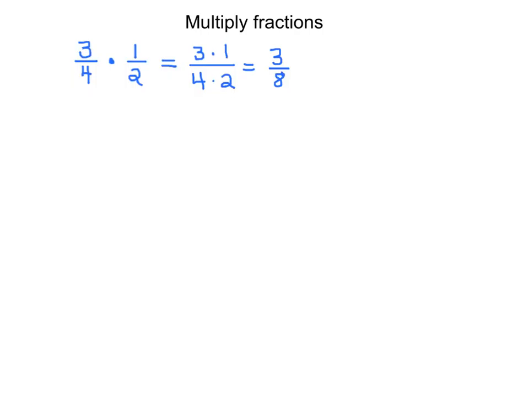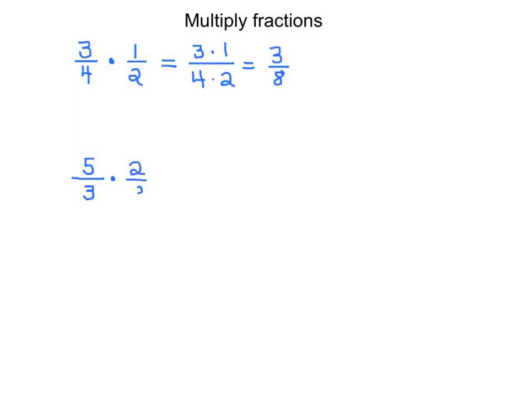Let's try another one. Say we have 5 over 3, and we're going to multiply that by 2/3. Well, that's going to be 5 times 2 divided by 3 times 3. 5 times 2 is 10. 3 times 3 is 9.